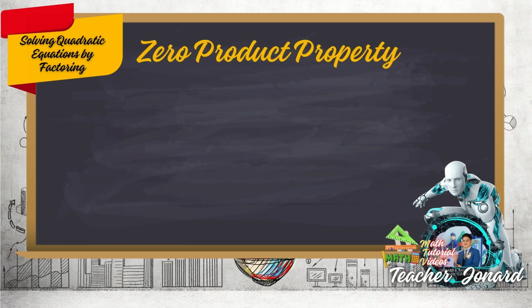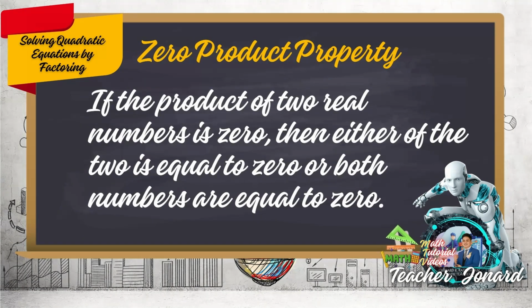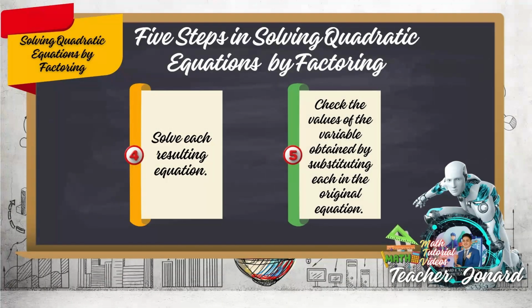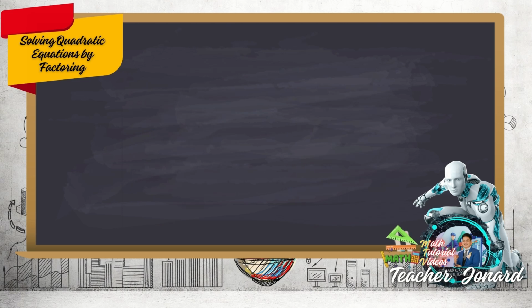This property says, if the product of two real numbers is 0, then either of the two is equal to 0 or both numbers are equal to 0. Step 4. Solve each resulting equation. Step 5. Check the values of the variable obtained by substituting each in the original equation. Let's solve the following examples step by step.